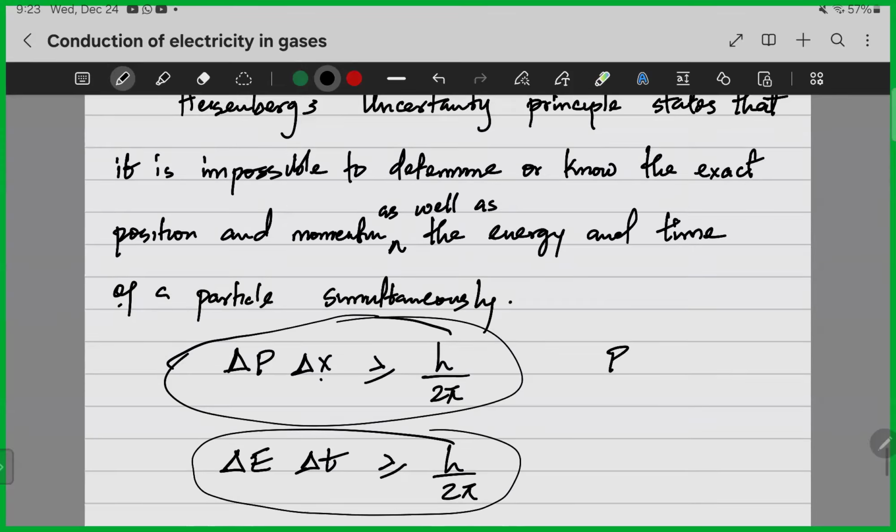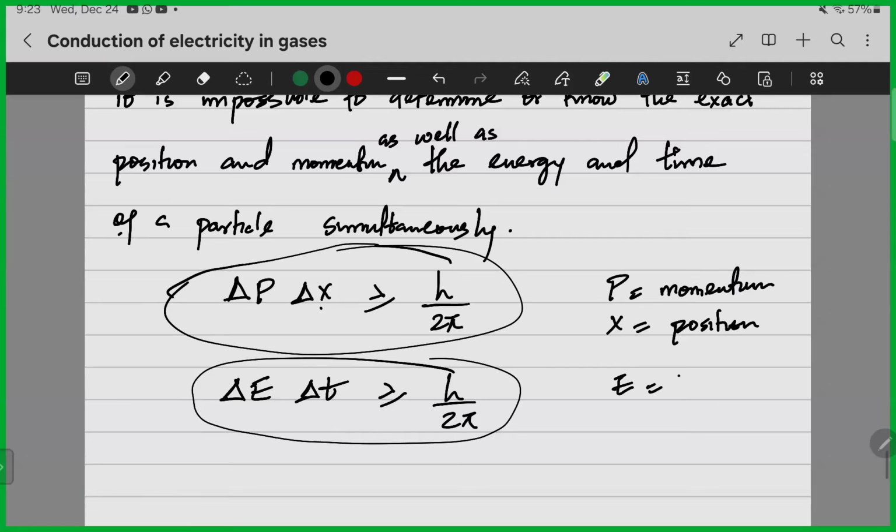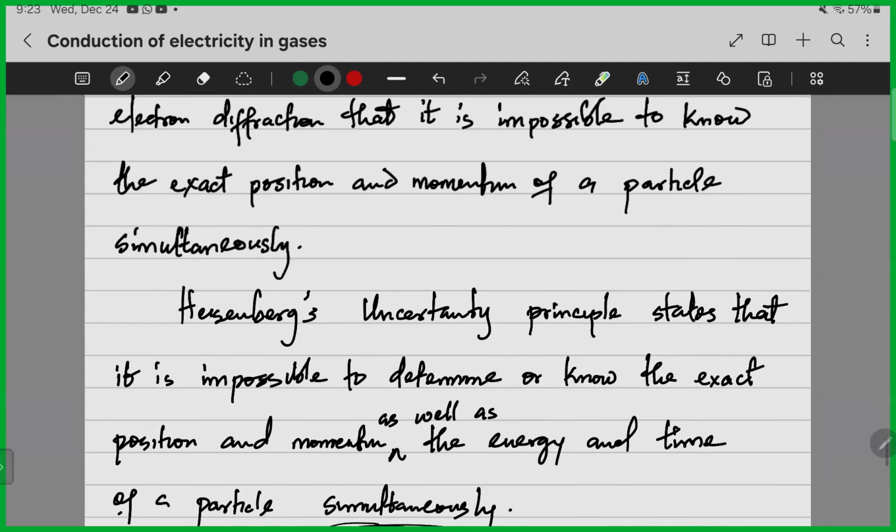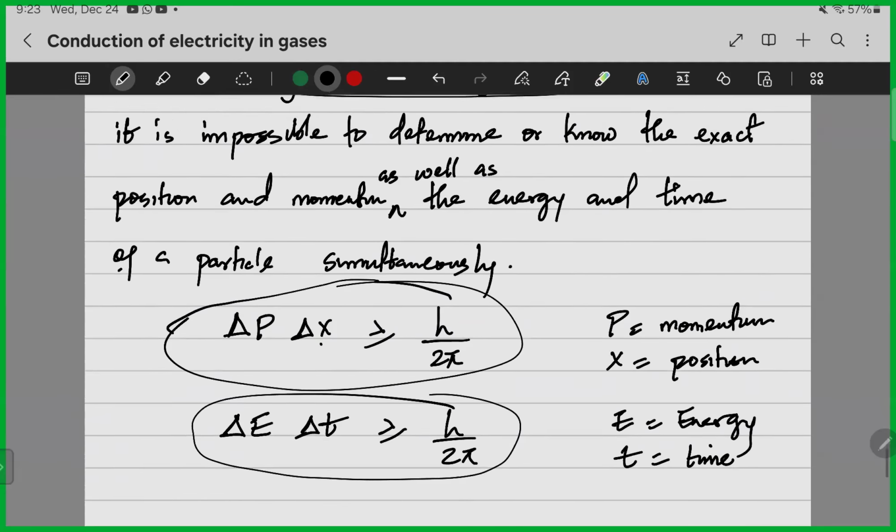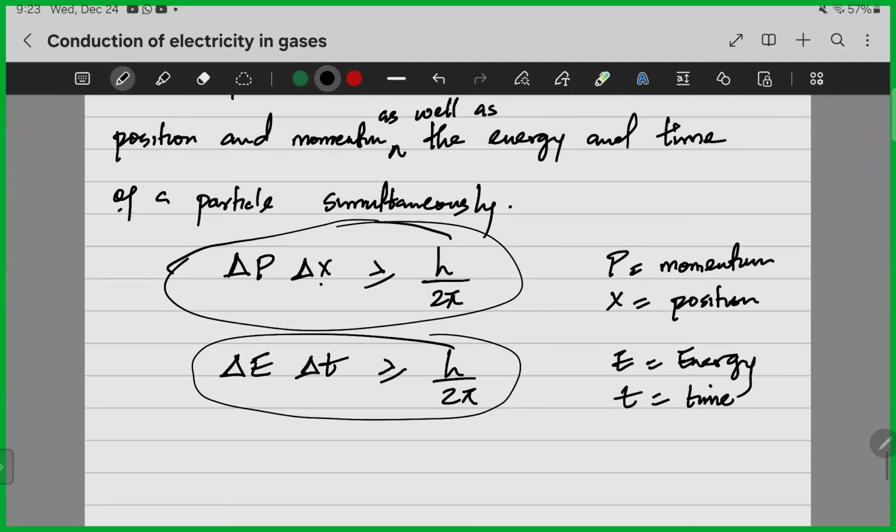So p here is momentum. The delta in front just means change. Then x is position, E is energy, and t is time. So this is what the Heisenberg uncertainty principle states, and this is how we write it in terms of a formula.